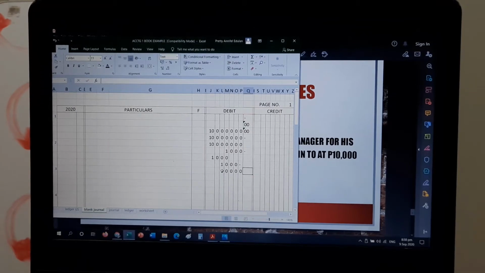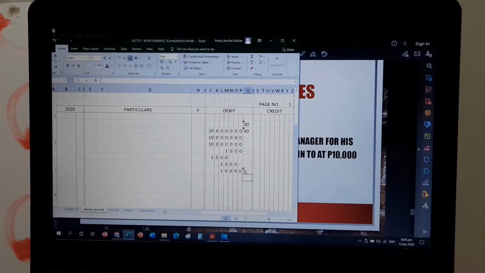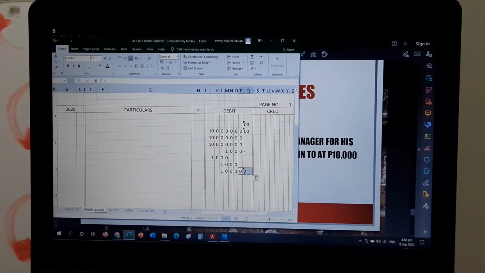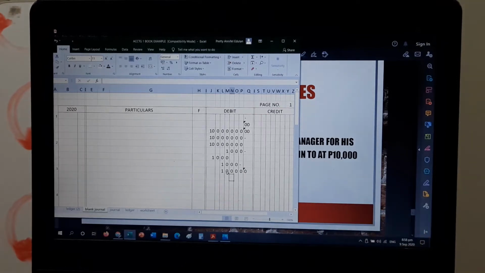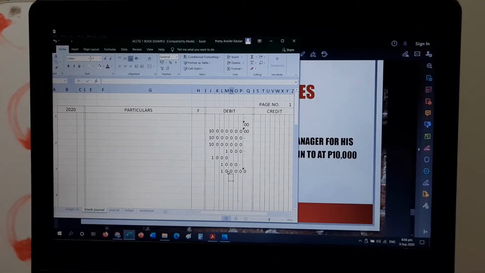0, 0, 0, 0, 0. Then I also remember that there is only one digit per box. So ma'am, this is still 1,000. These first two from the right are my zeros for the centavos. No, what number is that? That is 10,000. So you must be vigilant in using the money columns.